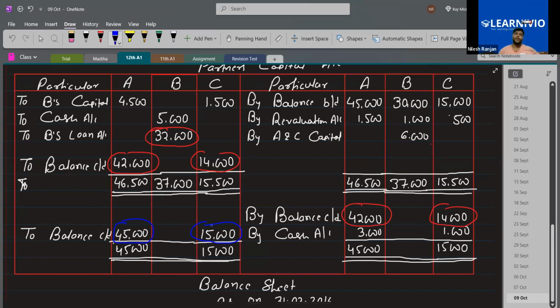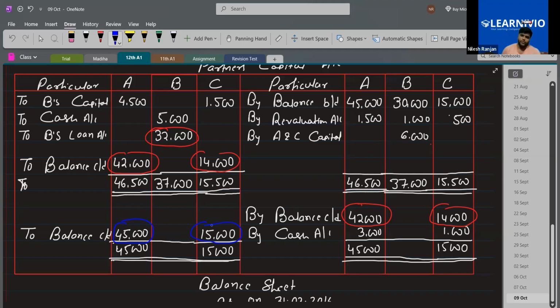So now we have to compare it with their actual capital. So A's actual capital is 42,000, but he has to maintain 45,000. That's why he brought 3,000. In the same manner, C's actual capital is 14,000, but he has to maintain 15,000. So he has to bring 1,000 in cash. Tell me if there is any confusion in capital.